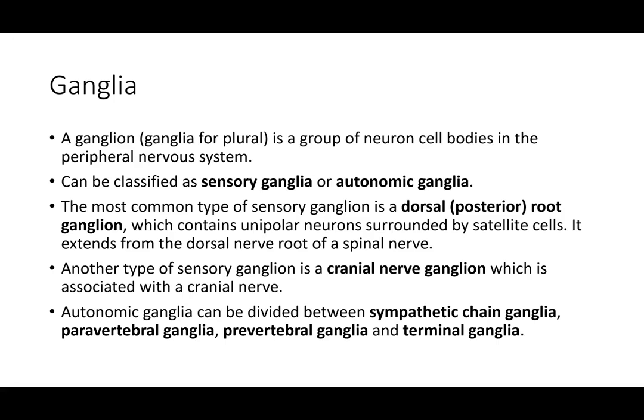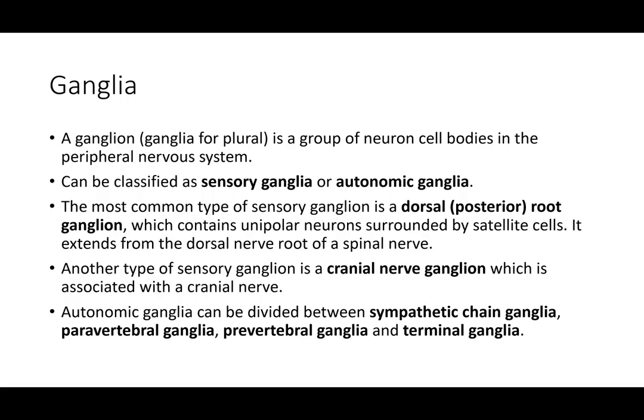All right, ganglia. Ganglia is multiple, a ganglion is one. So this is a group of cell bodies in the peripheral nervous system. These are either going to be sensory or autonomic ganglia. The most common type is the dorsal root ganglion that we learned in lab. This is going to have a bunch of unipolar neurons with satellite cells surrounding it coming out of that dorsal root of the spinal nerve. And so we did see these in lab already.